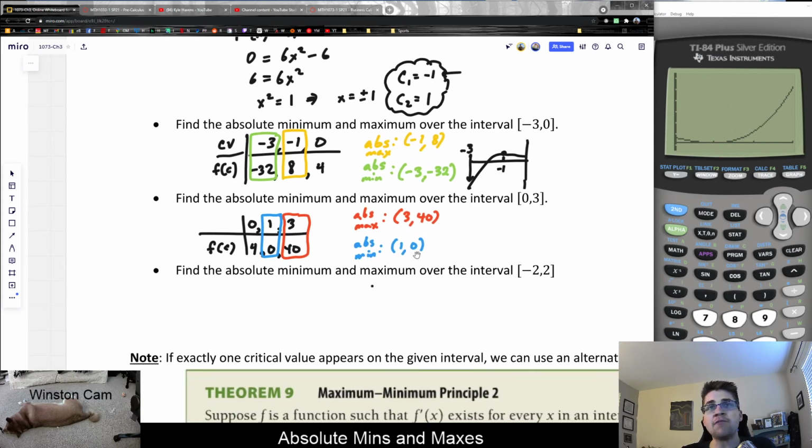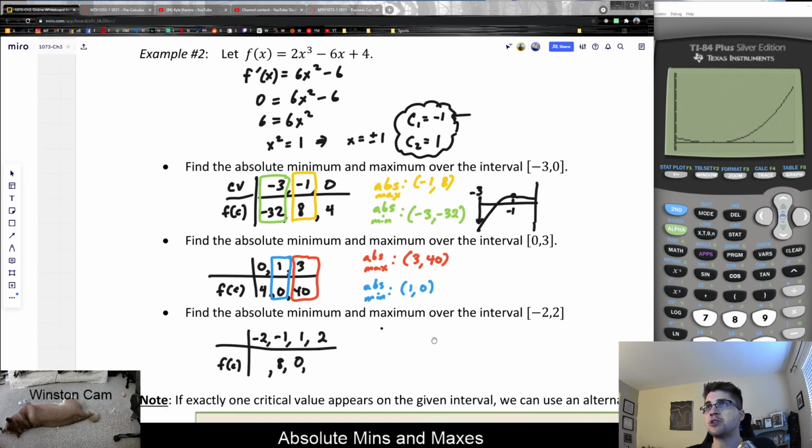Now, if there's more than one critical value, it's just extending the same idea. Let's say we were doing this on the interval -2 to 2. We need to make sure to put all the critical values in between. So from -2 to 2, we had 2 critical values in this interval, -1 and 1. And then we would want to evaluate our function at the endpoints and the critical values in between. Now, we already know that -1 produces 8. And we know that 1 produces 0 because we checked those. But we have not yet checked 2 and -2.